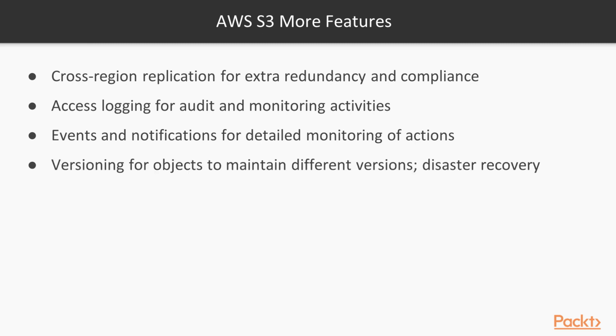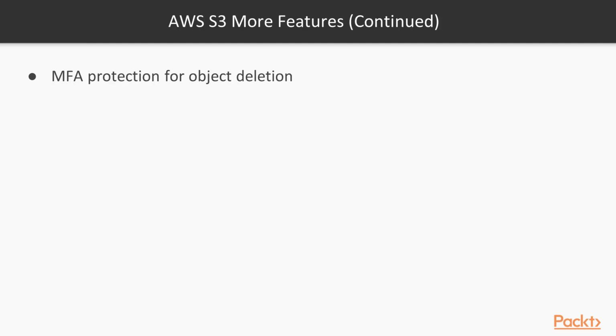You can use versioning for objects to maintain different versions of things, and you can use that for the purposes of disaster recovery. And you can have encryption at rest and in transit for extra layers of security, which is highly beneficial for sensitive data that you store in S3. MFA protection is also available if you enable it for object deletion. So if you enable that, in order to delete an object or a bucket, you have to use MFA codes, which adds extra security and extra assurance.